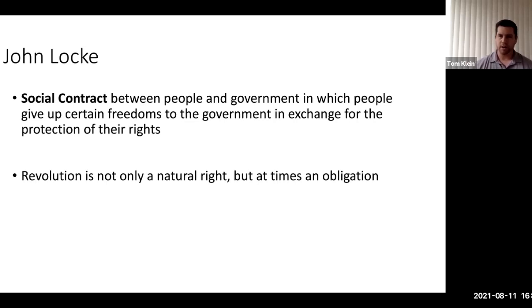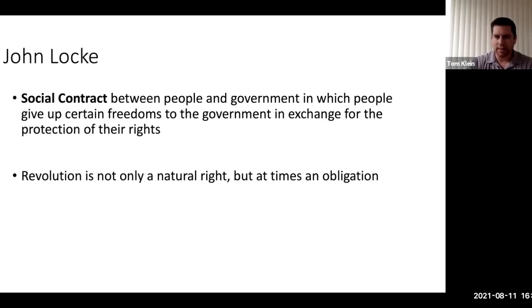So again, for Hobbes, it's for protection. For Locke, he calls it a social contract, we're giving up freedoms in exchange for protection of rights. Not our body, but our rights, okay? One of the things that I love about John Locke is that he says revolution is not only a natural right, but at times an obligation.